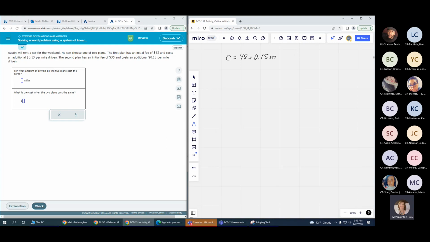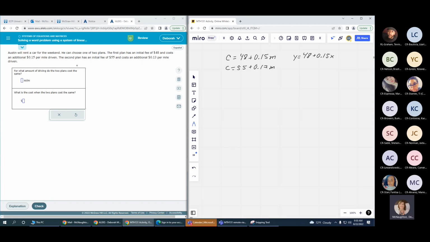So you could also say y equals 48 plus 0.15x. But I always like to label it what it is. So I'm saying cost is 48 plus 0.15 m. Notice it's the same equation, so I can either solve for C and M or solve for X and Y. And my second plan cost is $55 initially plus 0.13 times the number of miles driven. So the first one is $48 plus 15 cents a mile. The second one is $55 plus 13 cents a mile.